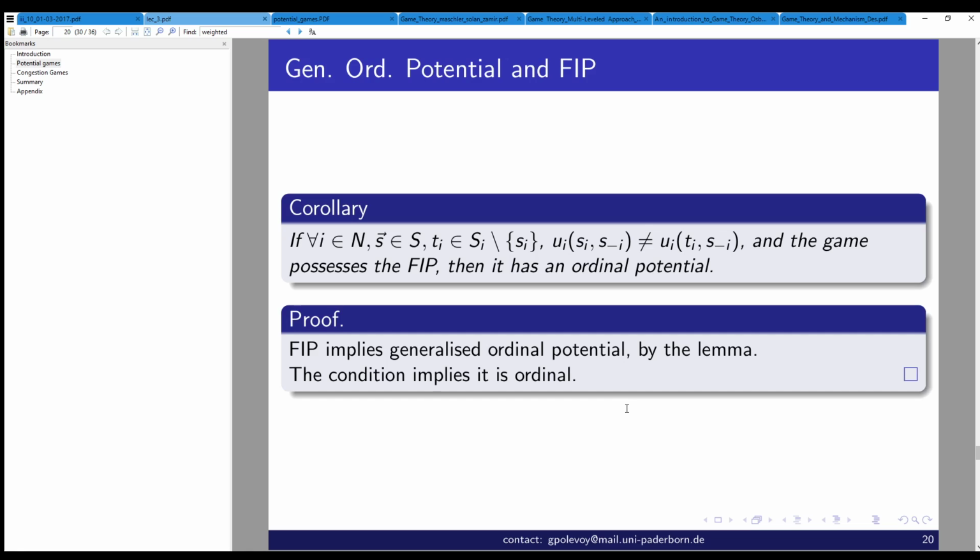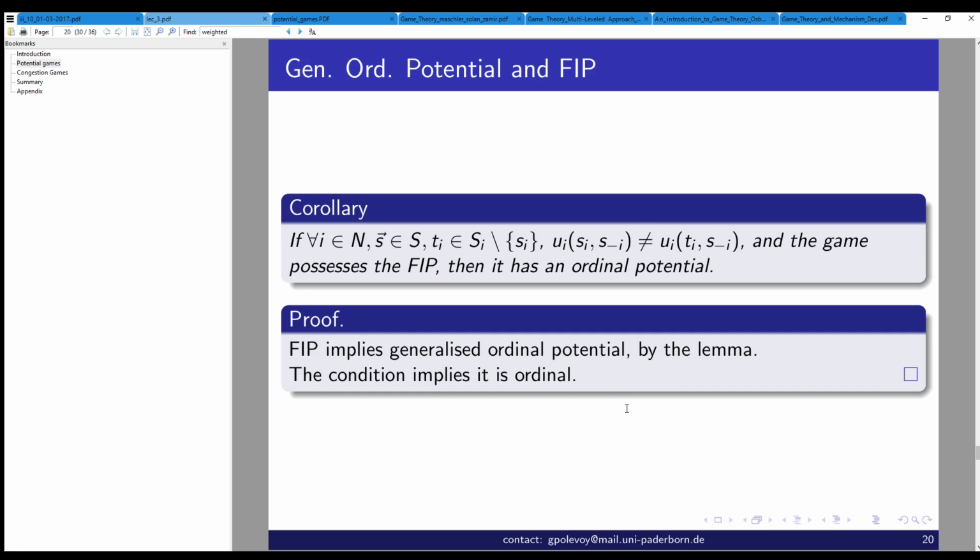So now let us go further and make a corollary. It's a simple corollary that if for each player and for each strategy profile S, any deviation of that player to another strategy, not S_i but some T_i, will change that player's utility, so a player cannot deviate and retain the same utility, and the game possesses the finite improvement property, then the game has an ordinal potential.